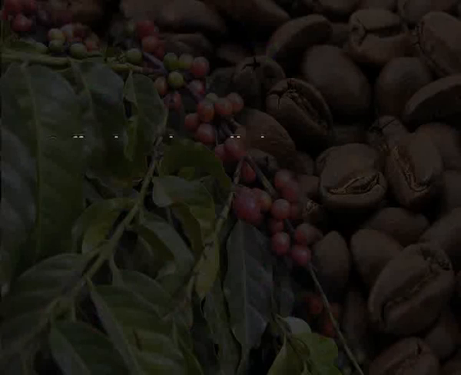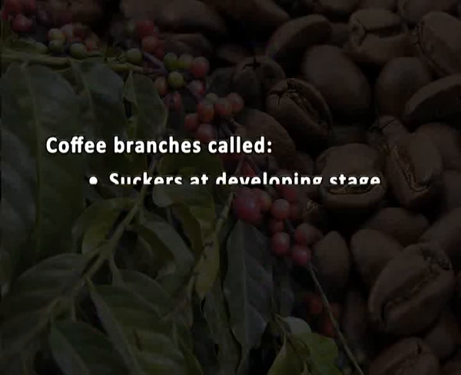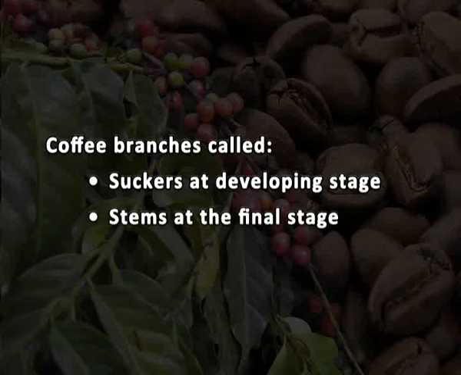Plagiotrophic branches grow almost at right angles from the main stem. Orthotrophic branches have nodes at a regular distance and carry opposite leaves. These branches are called suckers at the developing stage and stems in the final stage.